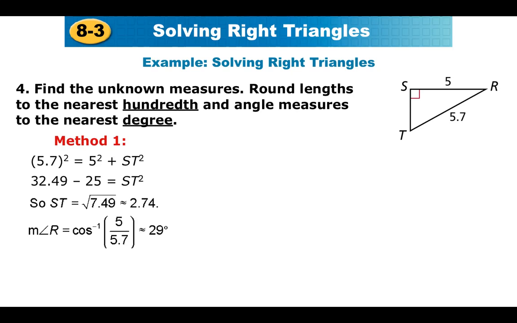In the same manner, now we're going to find angle T, but we'll have to use the inverse trig functions. All we're going to use is the fact that angle R and angle T are complementary. So 90 minus 29 gives me my angle T, which is 61.